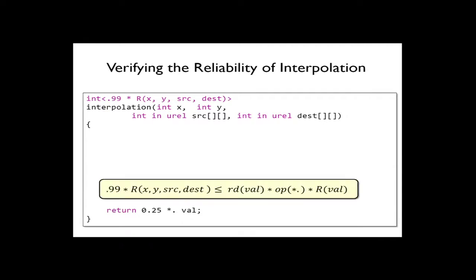The way we specify this is as follows. This looks a little complicated, but we can step through it. This is an inequality, where on the left side we have the reliability of our specification, verbatim from our specification at the top. On the right side, we're interested in the reliability of executing this return statement. This RD of val is the probability that we read from val correctly, multiplied by the probability that our operation, this multiplication, executes correctly, multiplied by the reliability of the content stored in val itself, as previously computed by the rest of our function.